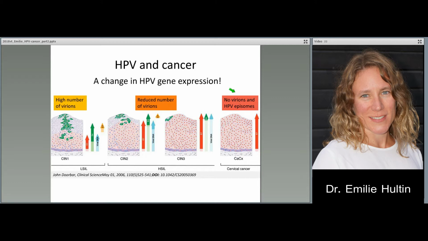And when we have cervical cancer, there are no more virions released, and the HPV genome is no longer expressing E4, but it still expresses a lot of E7. Now the HPV episomes are also lost, so the HPV genome is only contained within the human genome, as integrated into the human genome.